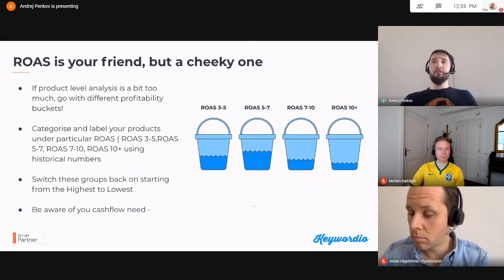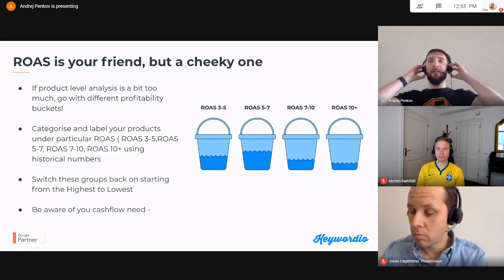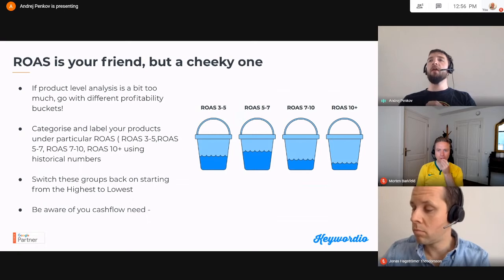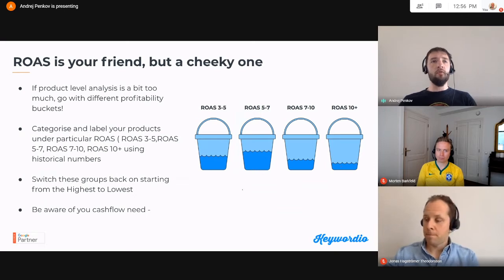And this is not from the real account. This is just our lovely buckets here. And the liquid in those buckets represents your revenue. This is a pretty natural distribution: your most profitable things deliver fantastic results and give you the best bang for your buck, but they only amount to so much revenue, not that much, to be honest. So you have to be very careful with this.